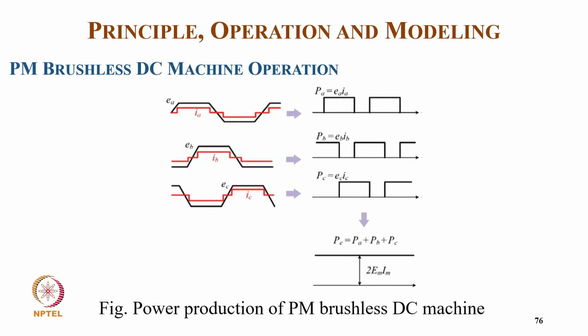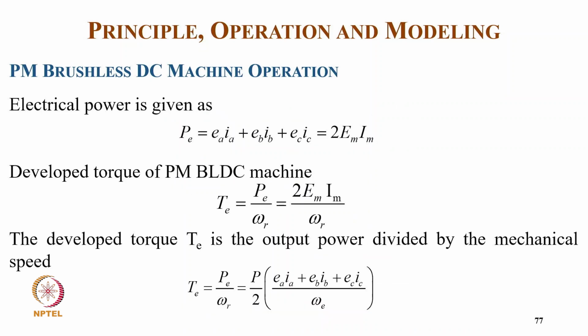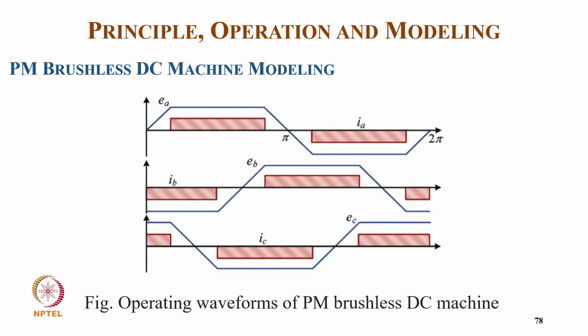Because of this, you can see for all the three phases how the power is developed, how the net power is there as 2EM, and how the type of currents in the winding are ideally put into that. So now coming to the electric power, P equal to EAIA plus EBIB plus ECIC equal to 2EM, and the developed torque is P upon omega M, so it becomes 2EM upon omega M. If we put the developed torque as power divided by mechanical speed, Te equals P by 2 in bracket EAIA plus EBIB plus ECIC divided by omega M, and then omega is cancelled out from the back EMF, and that goes independent and similar to a DC motor.